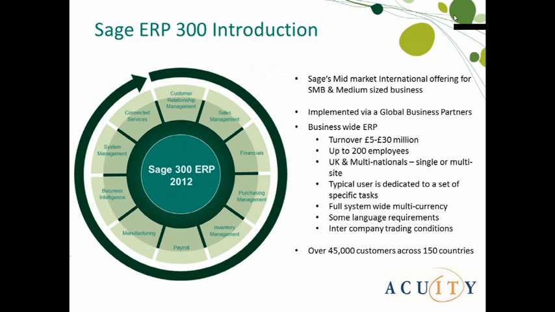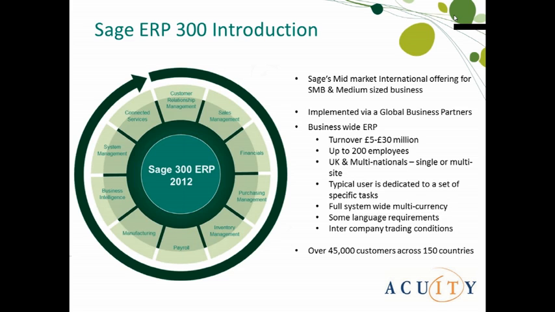Again, it is sold and implemented via a partner network, but in the case of Sage 300, it is a global business partner network. Again, in common with Sage 200, it's a modular solution that offers business-wide ERP solutions, which are typically deployed by selection of the modules that are applicable to you. And as you can see here, those modules extend right from the core financials across CRM, sales management, purchase management, inventory, manufacturing, and indeed business intelligence as well.